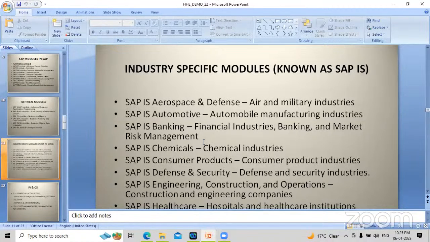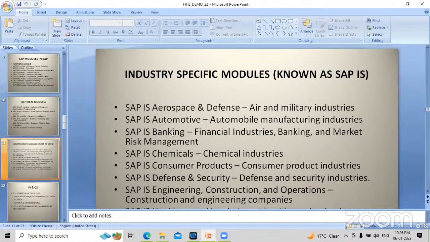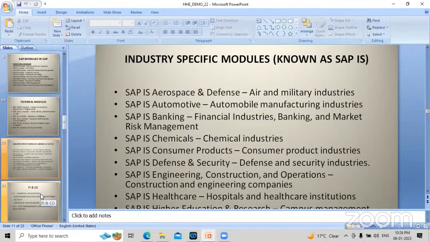Let's say aerospace, defense, automotive, banking, chemicals, consumer products, defense security, then healthcare, education. Wherever you can see, everywhere is SAP. Everywhere SAP went. Okay. Now, not only this, candidate, you can understand that over here, you have come down to learn FICO.